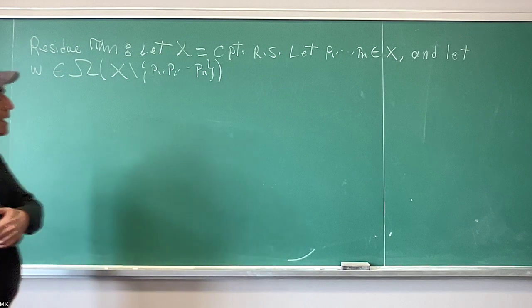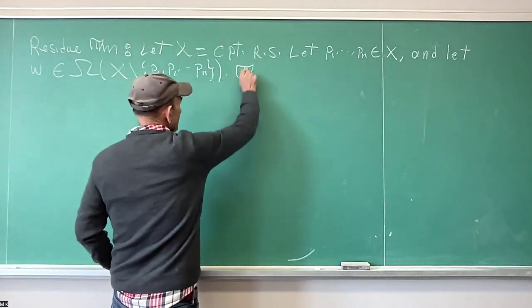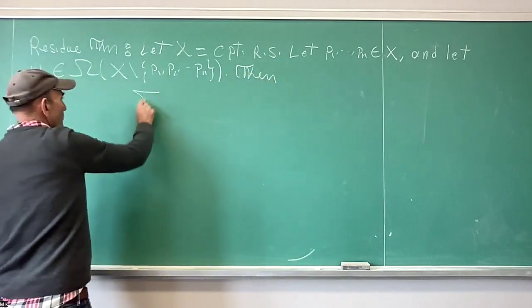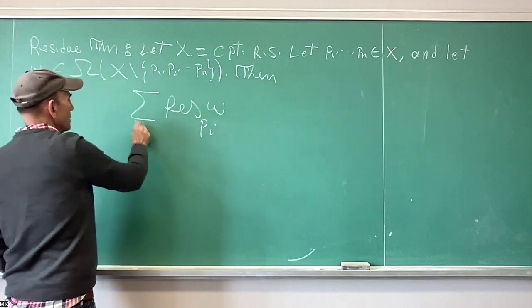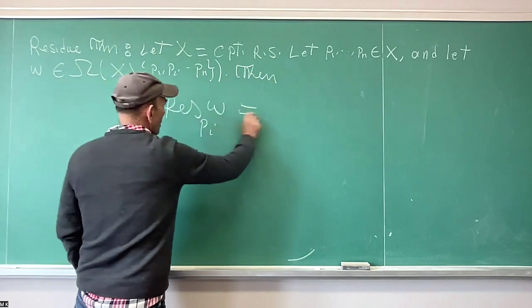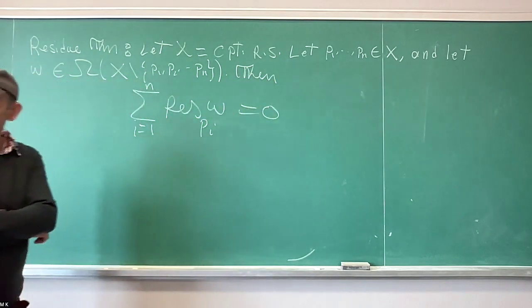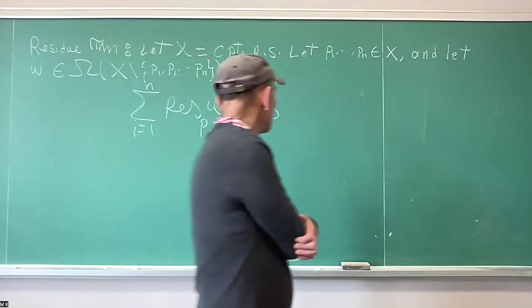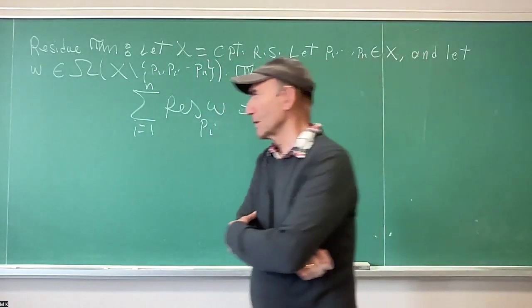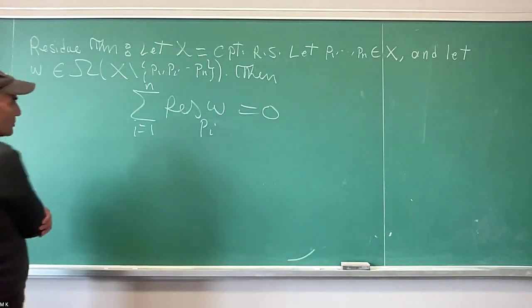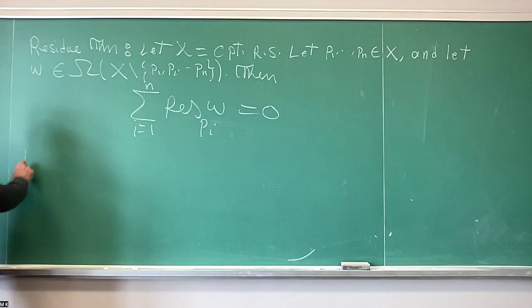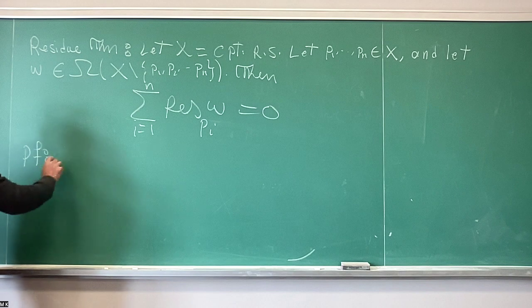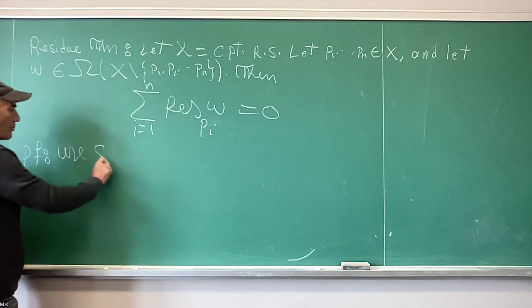Then the sum of residues of omega at Pi is equal to 0. So you notice this is a kind of nice version of the residue theorem, which is true on compact Riemann surfaces. Okay, so let's see how we can prove it. The proof is just a consequence of Stokes' theorem, or we use the Stokes formula.